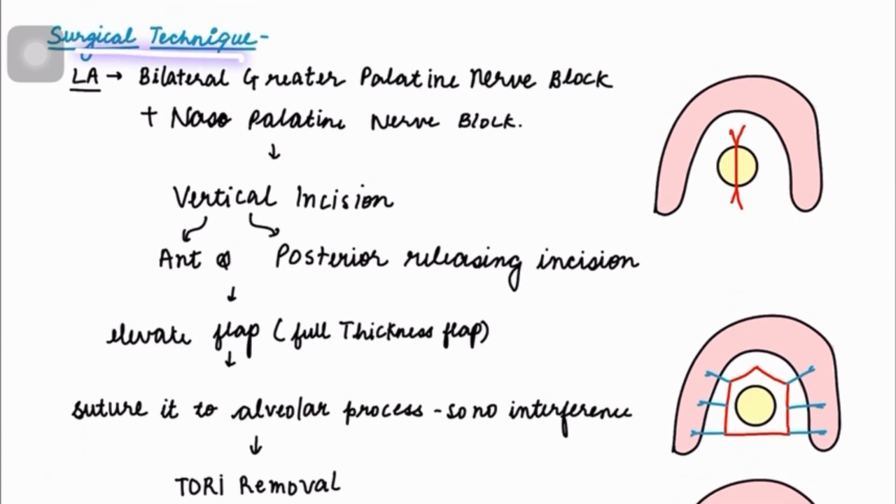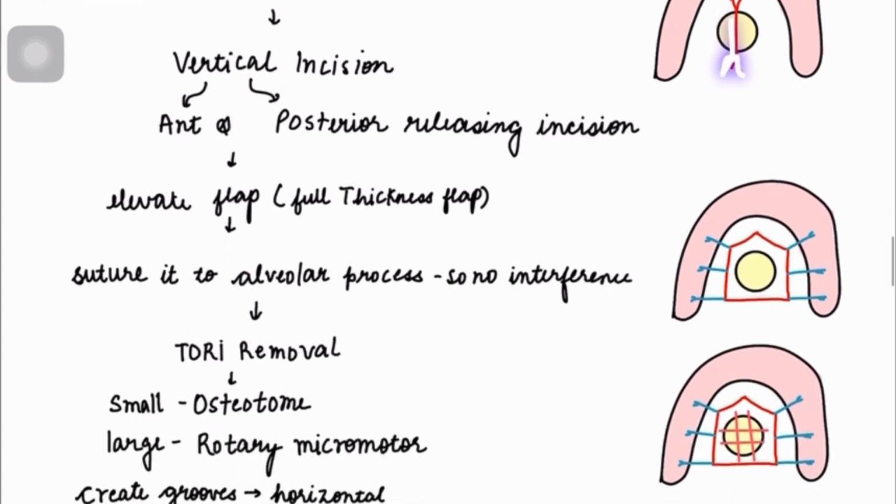So, surgical technique: LA is given, that is bilateral greater palatine nerve block and nasopalatine nerve block. So, we give vertical incisions, that is an anterior vertical releasing incision and a posterior vertical releasing incision. Then the flap is elevated and sutured to the alveolar process so that it does not cause any interference.